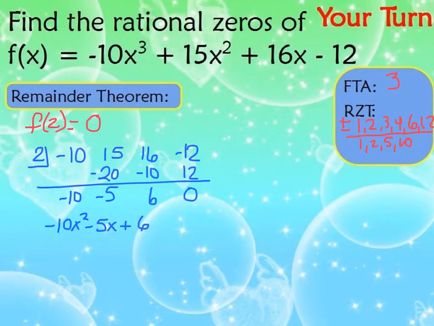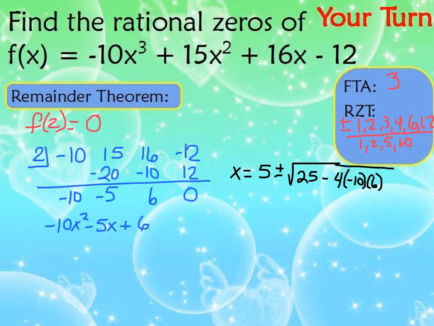So remember from yesterday, if something isn't going to factor, we have another alternative. We're going to run it through the quadratic formula. So let's go through the quadratic formula with this one. So you're going to have x equals negative b, so that'd be a positive 5, plus or minus the square root of b squared minus 4ac, all over 2a.